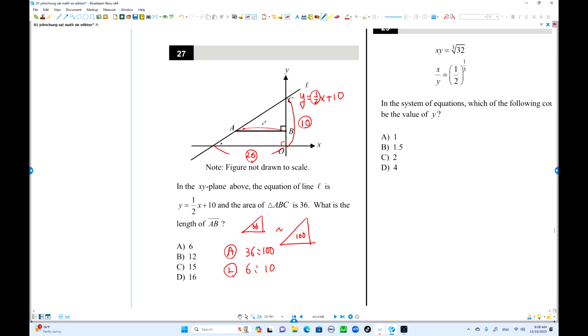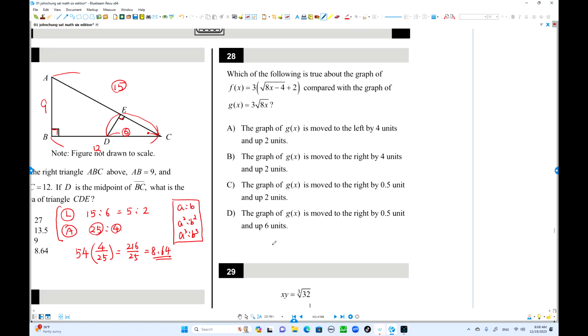So this corresponds, if this is 6K, this is what? 10K, right? You can let it this way, 6 to 10. But 10K is 20, K is 2, so that is 12, okay? The length of AB is 12 using the ratio, right?